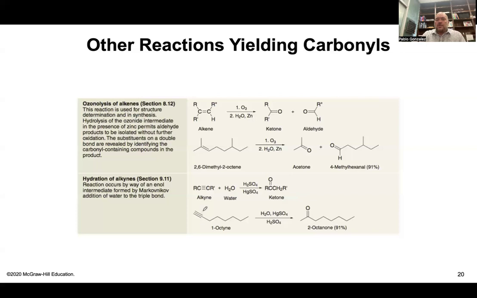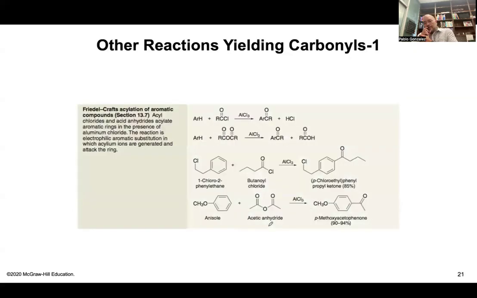So we're going to create here an enol in this position, an OH and a double bond. That's going to be my intermediate, and that one is going to tautomerize to the corresponding ketone. That's going to be the 2-octanone. So the triple bond octyne in the presence of water and acid is going to produce the enol and then tautomerize to the corresponding ketone. That's the hydration of alkynes, another way that we can also obtain carbonyl groups.